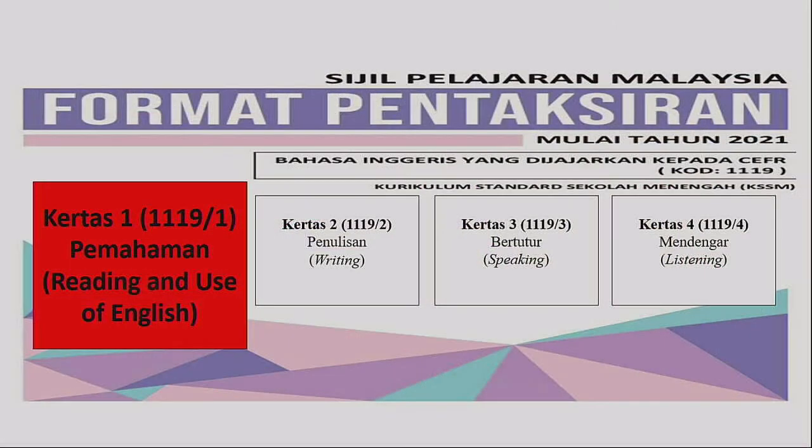For the SPM English new format, we have 4 papers. Paper 1, with the code number 1119/1, is pemahaman or reading and use of English. Paper 2, with the code number 1119/2, is penulisan or writing. Paper 3, 1119/3, is bertutur or speaking. And the last one, paper 4, with the code number 1119/4, is mendengar or listening.